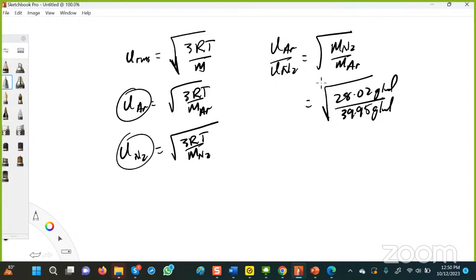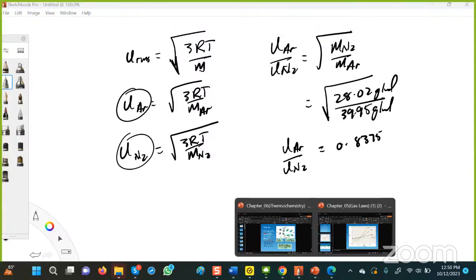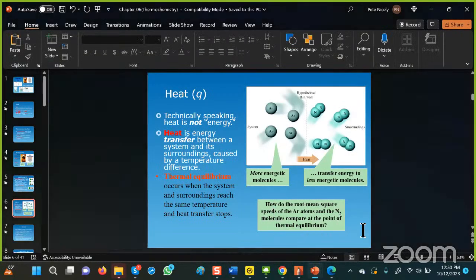So basically, we have to do the calculations for this. So it will be 28.02 divided by 39.95, and then I find the square root of that. So according to my calculation, this works out to be equal to 0.8375. Right? So that's the root mean squared speed of argon divided by the root mean squared speed of nitrogen. So basically, that's a ratio, in terms of the comparison between argon and nitrogen in terms of the root mean squared speeds, all right? Okay, so much for that. That's an answer to this question right here.